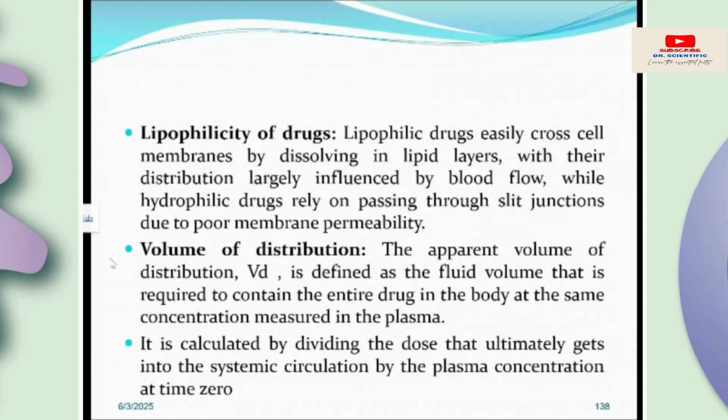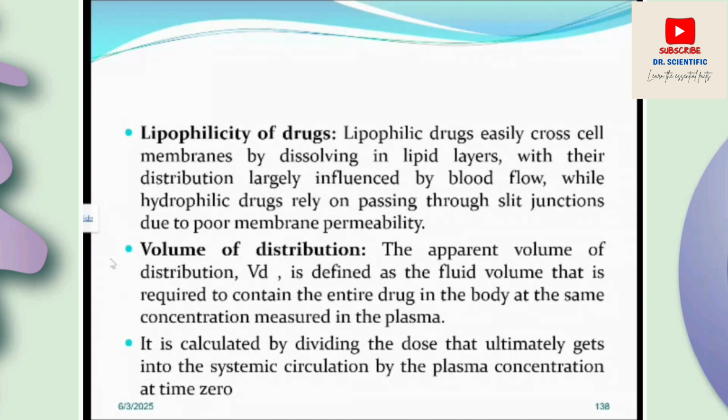So the next item is volume of distribution. Let's read through and try to understand it, and pay attention to it so we understand what follows. Someone to read. The apparent volume of distribution, VD, is defined as the fluid volume that is required to contain the entire drug in the body at the same concentration measured in the plasma. It is calculated by dividing the dose that ultimately gets into the systemic circulation by the plasma concentration at time 0.